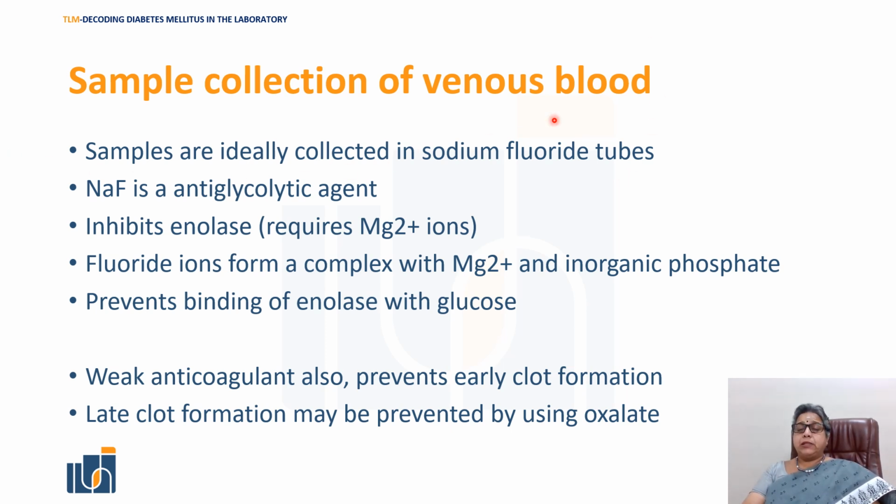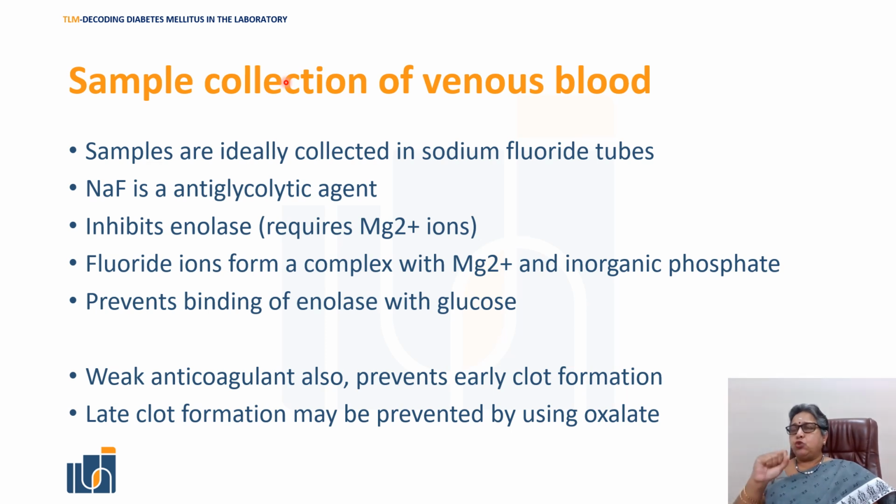Now, how do we collect venous blood? The samples that we collect for the measurement of the analyte called glucose are ideally collected in sodium fluoride tubes today. Now, what is this sodium fluoride? Sodium fluoride tubes are either evacuated or non-evacuated tubes, and they have an ash gray colored cap. So that is how you recognize the sodium fluoride. Sodium fluoride can be present as a powdered form anticoagulant within the tube.